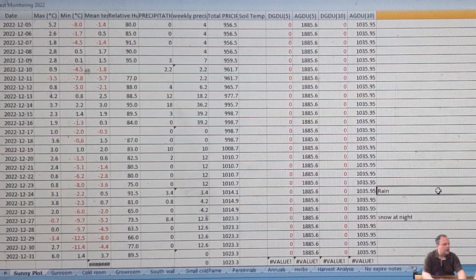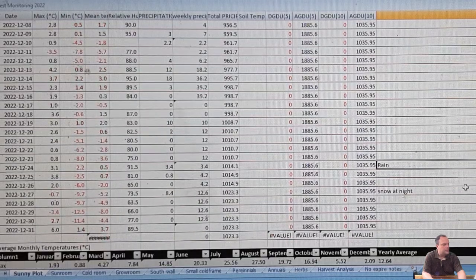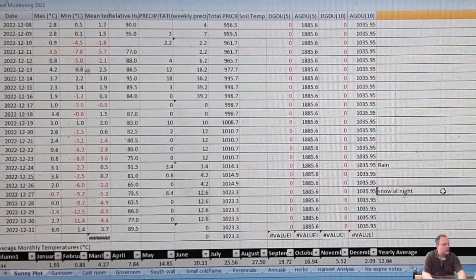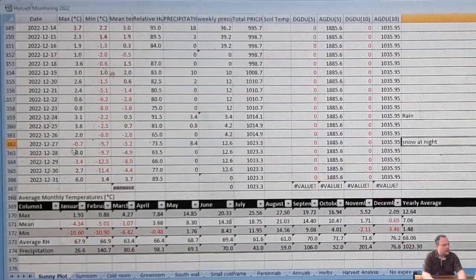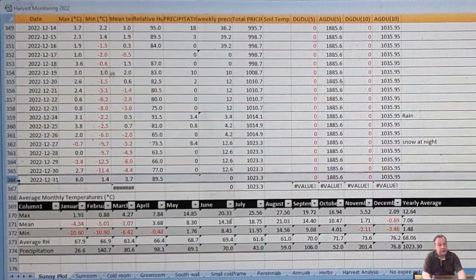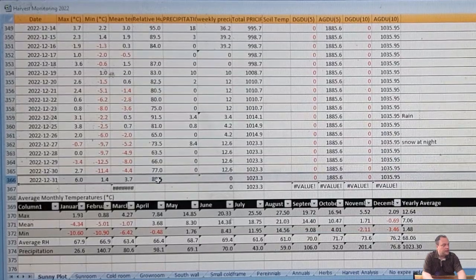We had rain on December 24th. We had snow on December 27th. And then we're down to December 31st, the last day of the year. So I've got the entire year put in now of data.